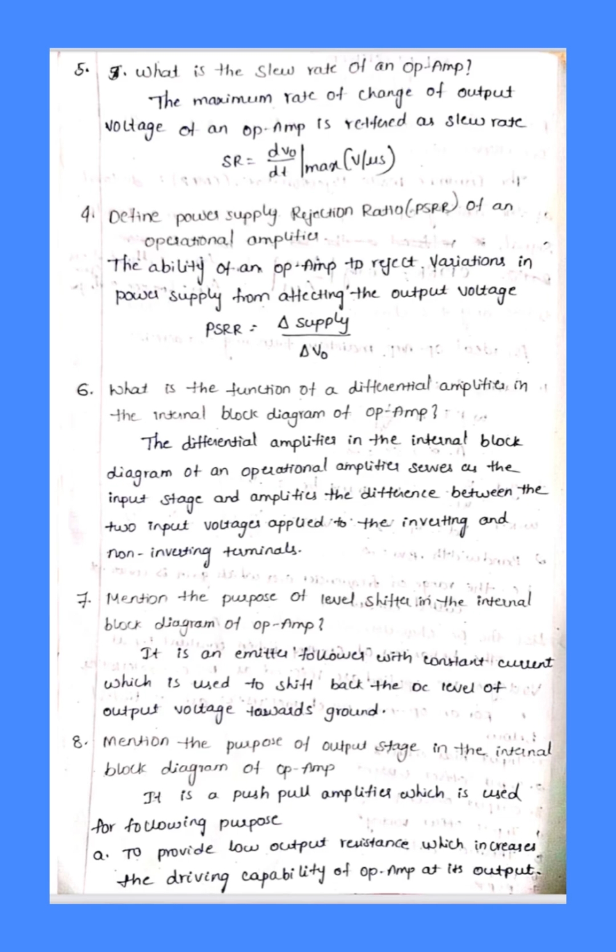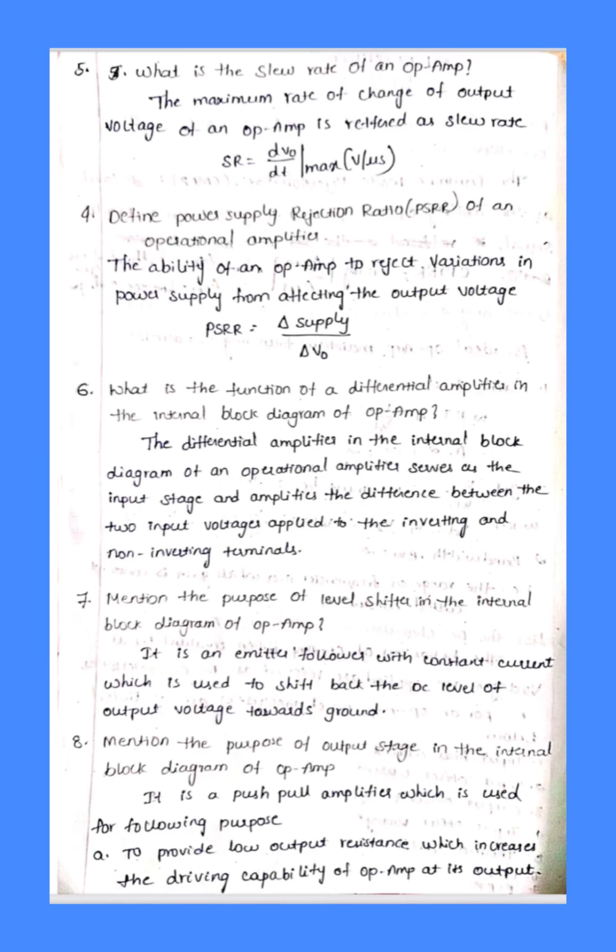Question number 5. What is the slew rate of an op amp? The maximum rate of change of output voltage of an op amp as a function of time is called slew rate, and slew rate is equal to dV0 by dt. It is mentioned in volts per microsecond, and the ideal value you please add. Question number 4, that means the order is changed.